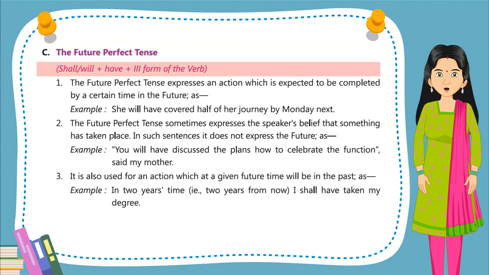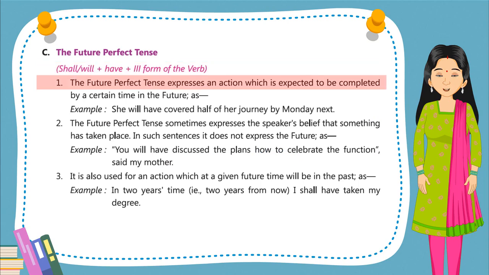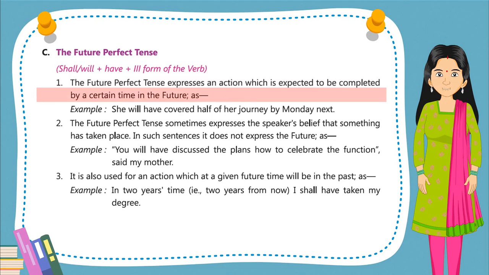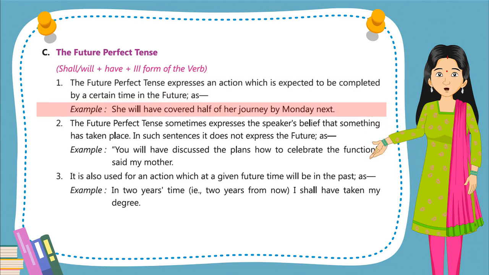C. The future perfect tense. Shall/will plus have plus 3rd form of the verb. 1. The future perfect tense expresses an action which is expected to be completed by a certain time in the future. As, example, she will have covered half of her journey by Monday next.